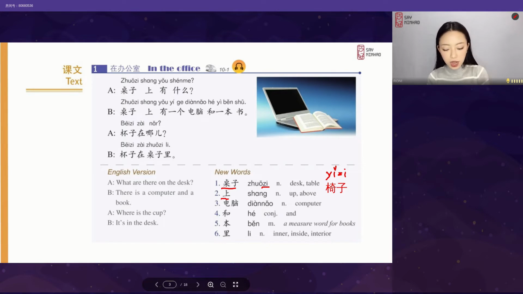Next one is 上. Although here it is marked as a neutral tone, that is when it is used individually. 上 is a fourth tone word. But because in this text, 上 is combining with other elements in the sentence, so it is neutral tone. Okay. When it is used individually, please remember it is fourth tone. And it means up and above.